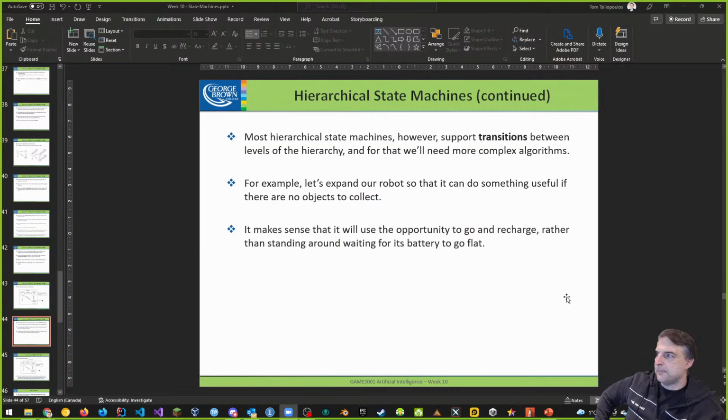So again, most hierarchical state machines support transitions between different levels of hierarchy. That's what we want them to do, because if we don't support those transitions, then how would we perform the substates? Okay.